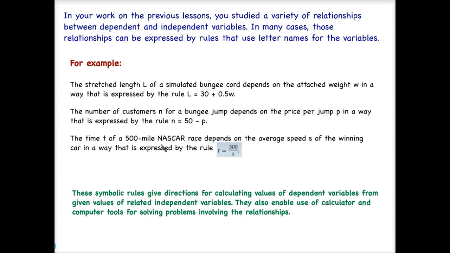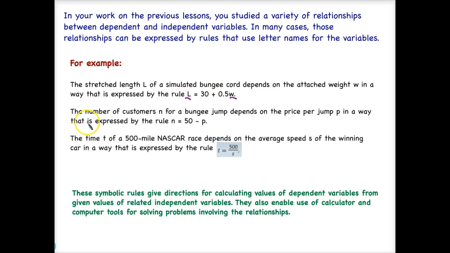In your work on previous lessons, you studied a variety of relationships between dependent and independent variables. In many cases, those relationships can be expressed by rules that use letter names for variables. For example, the stretch length L, we called it, of a simulated bungee cord depends on the attached weight W in a way that is expressed by this rule. L equals 30 plus 0.5 W, where L, remember, is the stretch length of the bungee cord, and W then was the weight. So we're relating these two variables.